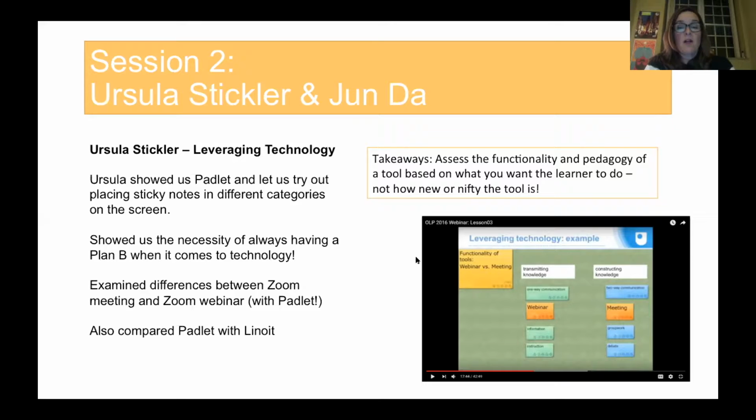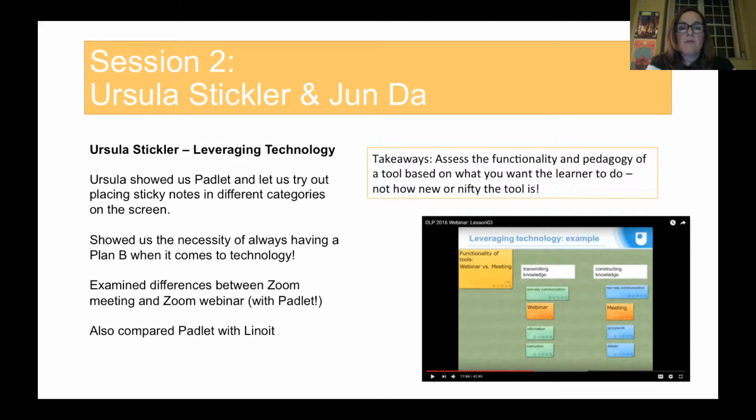And Ursula also did a good job of showing us the necessity of always having a plan B when it comes to technology. We just discussed that in our Q&A. What do you do when the technology doesn't work? And for some of us, the technology didn't work. So she had screenshots. She had already planned, what do you do in the case that some students maybe can't get into Padlet or can't access things? You always need to have that backup plan.